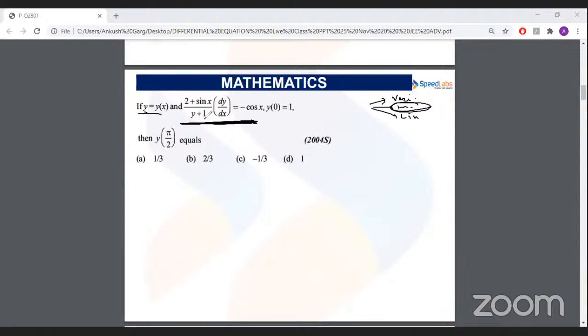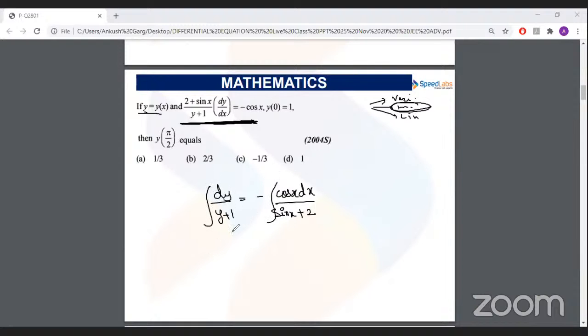So if I multiply this dx on the right hand side, it will become minus cos x dx. And if I take this 2 plus sin x in the division, it will become sin x plus 2. And here it will be the same dy upon y plus 1. So can you see with dx you have all the functions of x, and with dy you have all the functions of y. So we can simply solve it using the variable separable method.